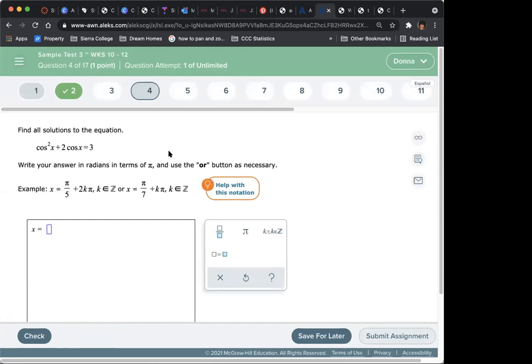So here there's no interval. So that's why in this particular case, you're going to have infinitely many solutions, because it's not saying on the interval from 0 to 2 pi. So for number 4, we have cosine squared x plus 2 cosine x equal to 3. So I've copied that out onto my iPad. So let's go ahead and share that.